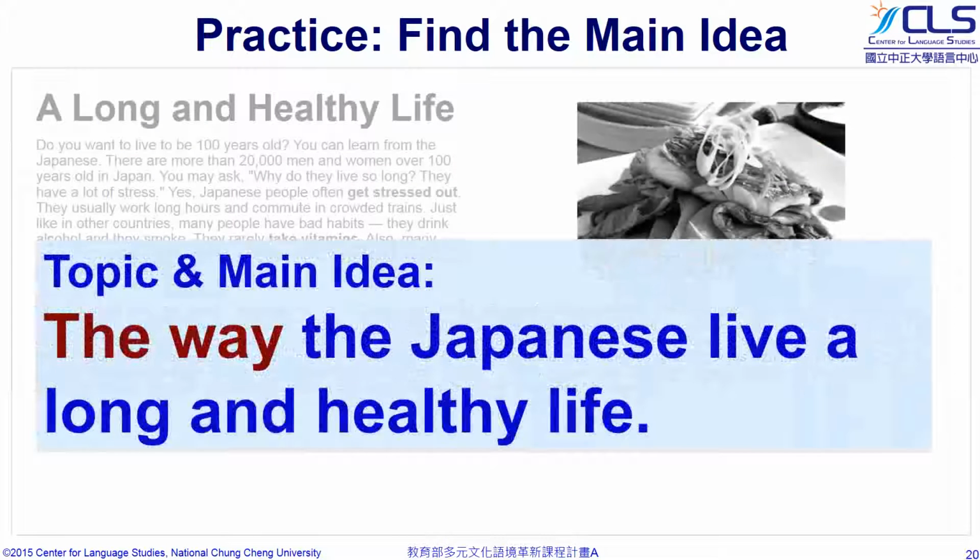After reading the title, pictures, and the first and the last two sentences in each paragraph, we know the topic and the main idea of the reading is the way the Japanese live long and healthy life.